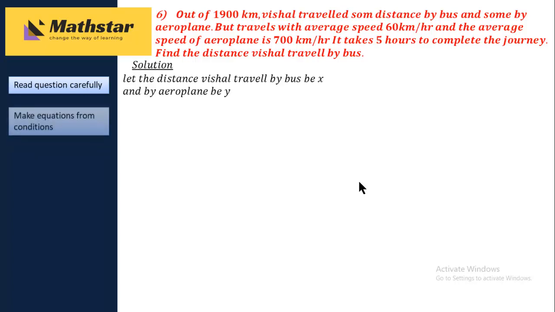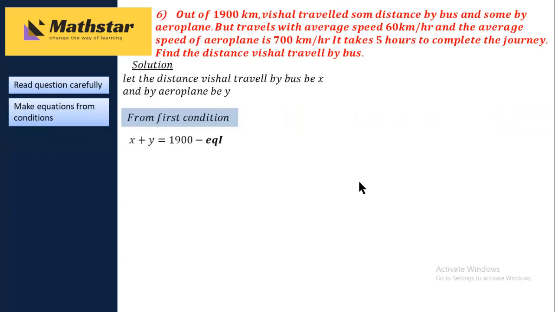So from the first condition we get x + y = 1900. That is equation 1. Now read the second condition. He travels with an average speed of 60 km per hour by bus and the average speed of the aeroplane is 700 km per hour. It takes 5 hours to complete the journey. Here they give us speed, time and distance. So we need to use the time, distance and speed formula.